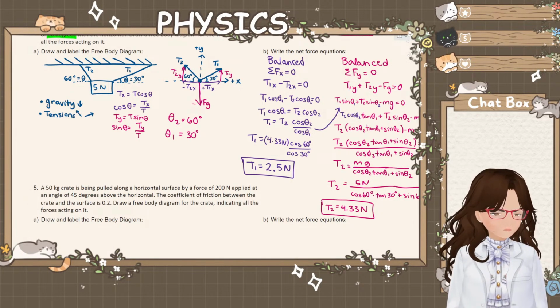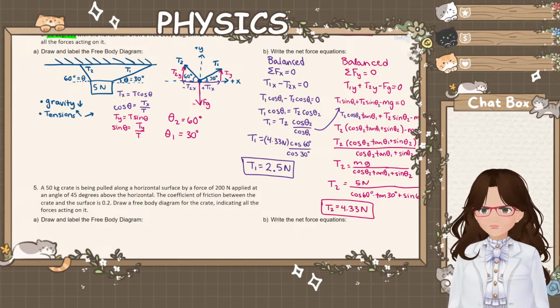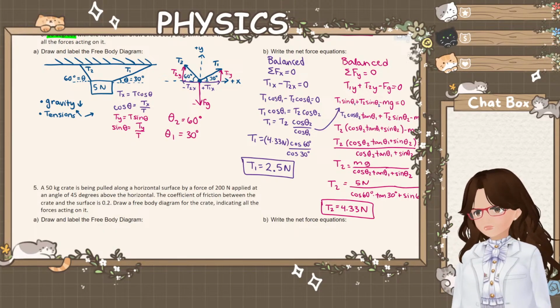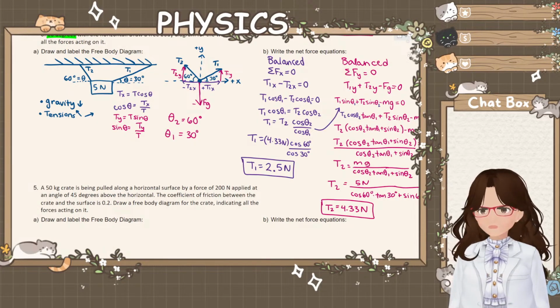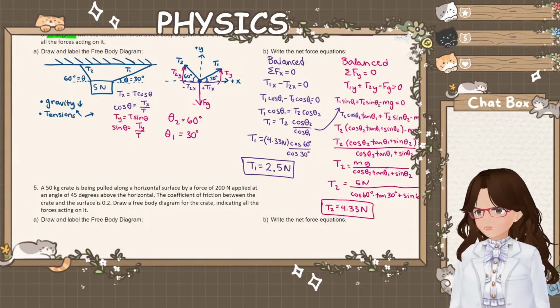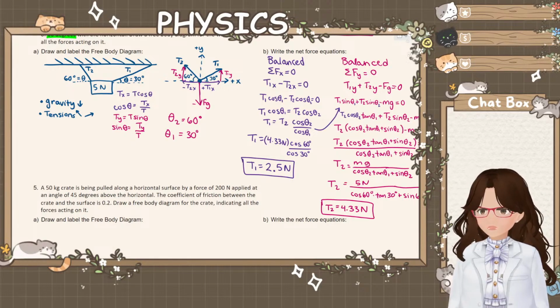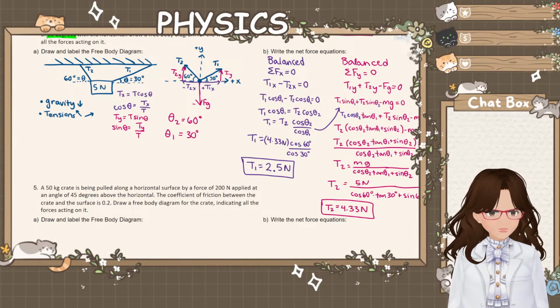Okay. For our next one, we're going to go ahead and look at a 50 kilogram crate that is being pulled along a horizontal surface with 200 newtons applied at an angle of 45 degrees above the horizontal. So in this case, we are going to use the coefficient of friction between the crate and the surface, which is 0.2. And we want to draw the free body diagram for the crate indicating all forces. Okay, I think this is going to be another problem where we solve for the horizontal component of acceleration to see if it's balanced or not. So let's go ahead and practice.